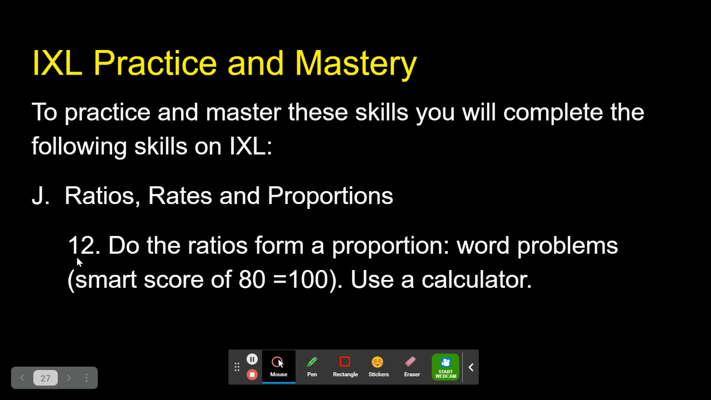You're going to be looking at J12. A SMART score of 80 is 100%, and you are welcome to use a calculator on this. Some of those numbers get a little bigger, and I don't expect you to know all of the factors of those numbers. So go ahead and try that out.